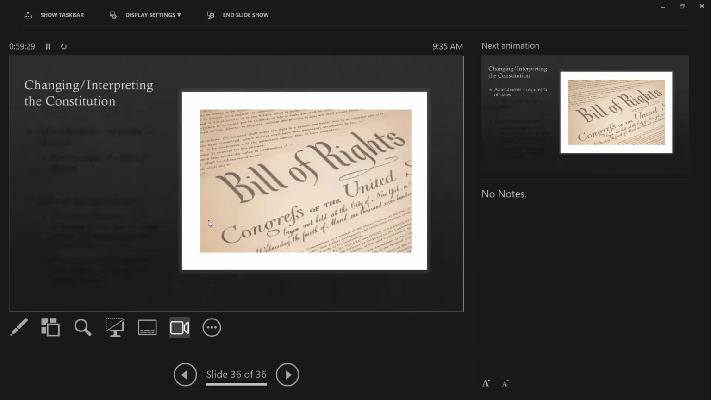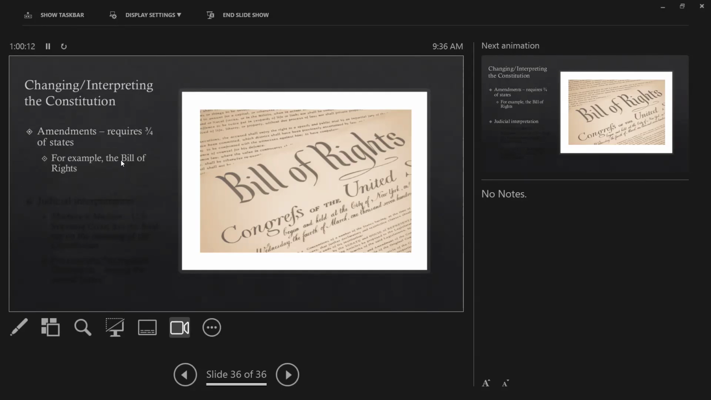Our last slide here, our last topic, has to do with changing or interpreting the Constitution. We recall that from the Articles of Confederation, in order to amend it, you needed a unanimous vote. Well, in the Constitution, you only need 3/4. So that's what Article 7 says. You need three-fourths of the states to approve any amendments to the Constitution. And we have 27 total amendments in the Constitution. The first 10 of them are known as the Bill of Rights.